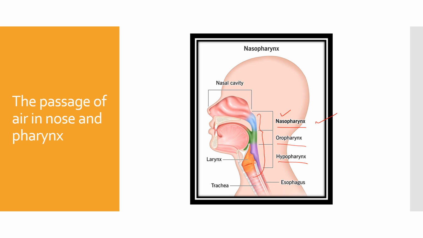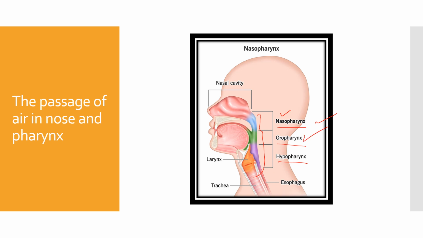So the first part is the nasopharynx, and what is its function? Its function is to purify the inhaled air. If there are dust particles or anything which is not proper for the respiratory system, it prevents it from entering. It is purifying and conditioning the inhaled air.